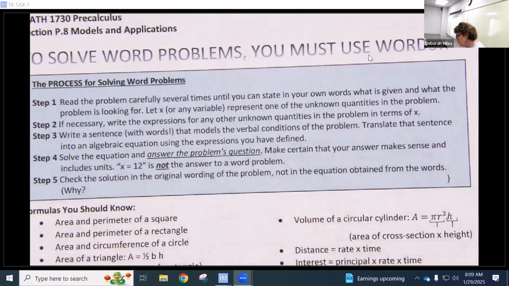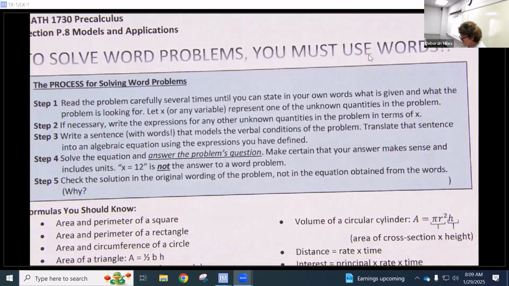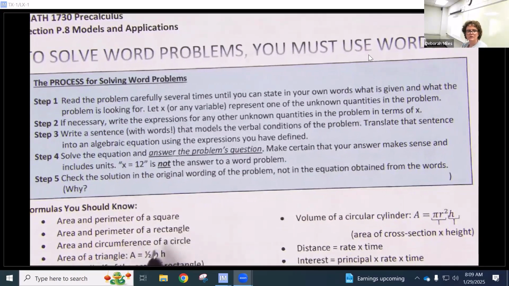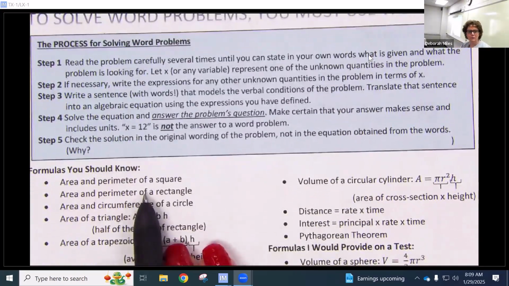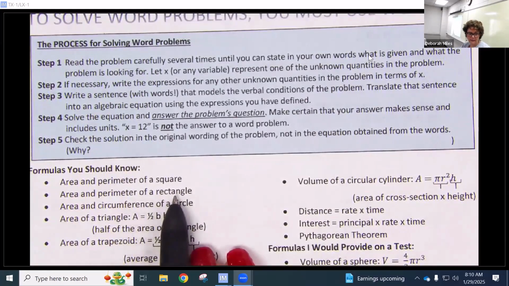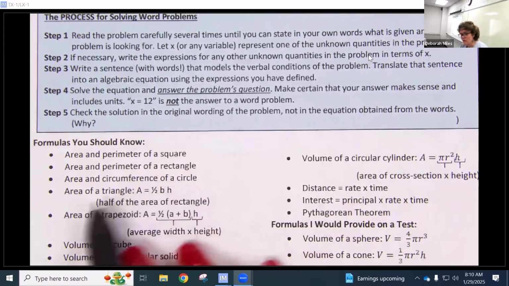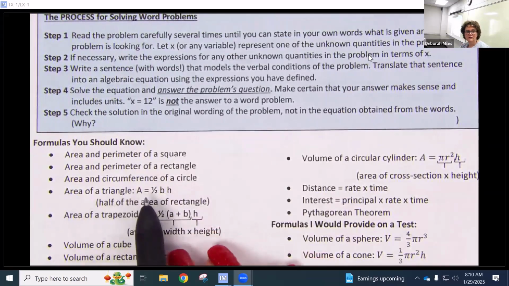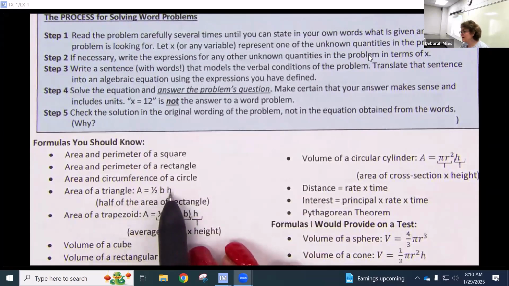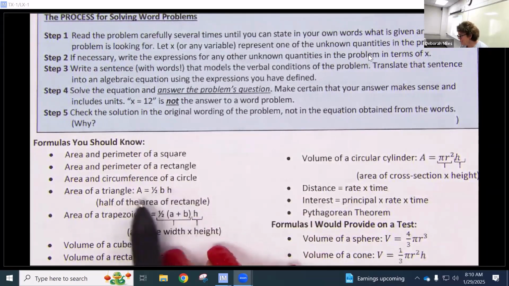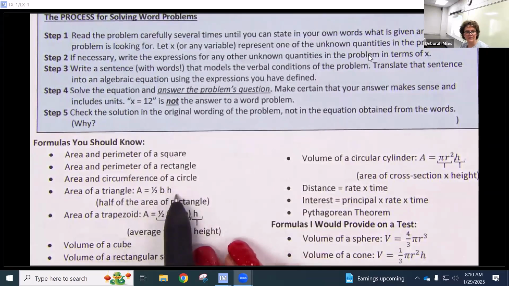Formulas I would expect you to know, which I wouldn't give you on the test, and formulas that I would give you on the test. You should know by now the area and perimeter of a square, the area and perimeter of a rectangle, the area and circumference of a circle. The area of a triangle is just half of the area of a rectangle, so half of the base times the height.